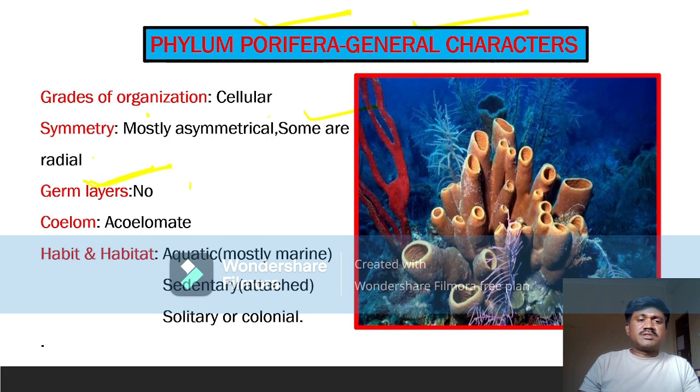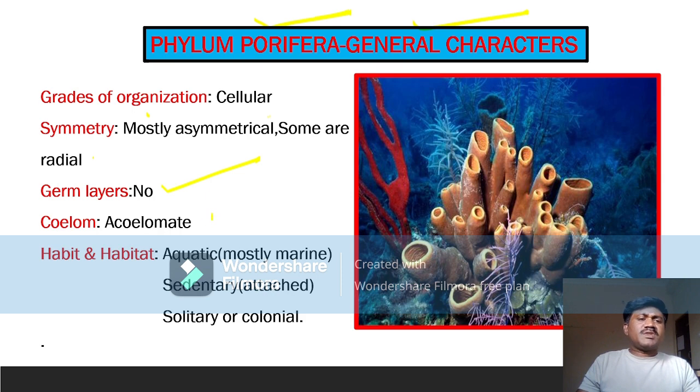So germ layers, there are no germ layers. Germ layers are not there, meaning what? Ectoderm and endoderm like layers are absent. Why are ectoderm and endoderm like layers absent? Because tissues are not there. If tissues are there, then only they can form the ectoderm and endoderm like layers in their embryonic stage. So there are no layers in their embryonic stage, so that is why there are no specialized ectoderm and endoderm like layers in their body.